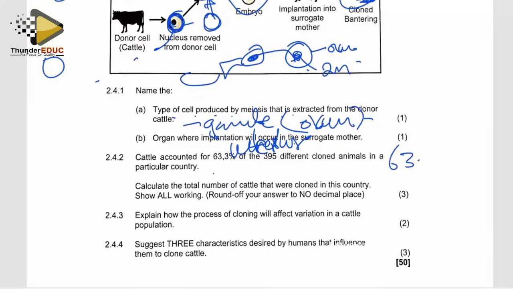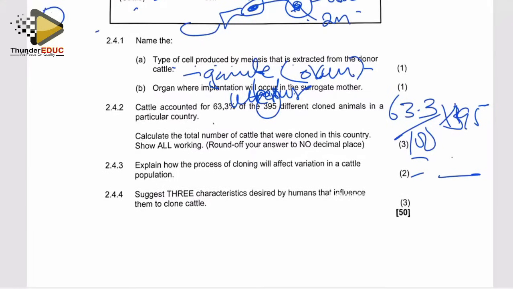So this one is simple, 63 divided by 100 times 395. So the answer you get, that is the answer. I don't have a calculator here, so you can calculate and find the answer. Then they are saying, explain how the process of cloning will affect the variation of the cattle.